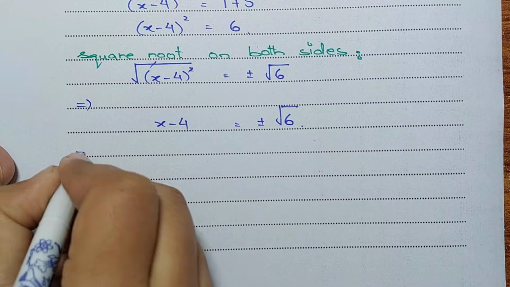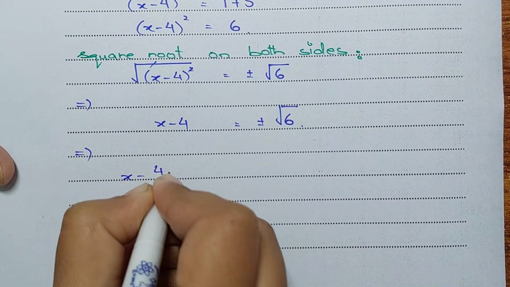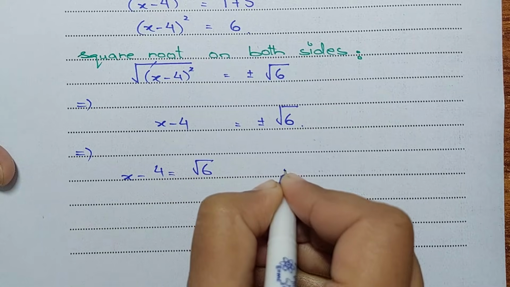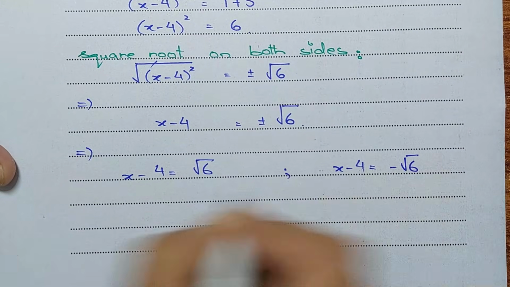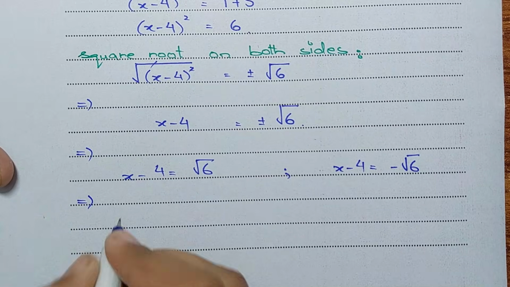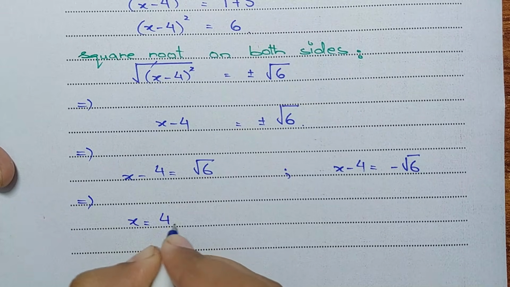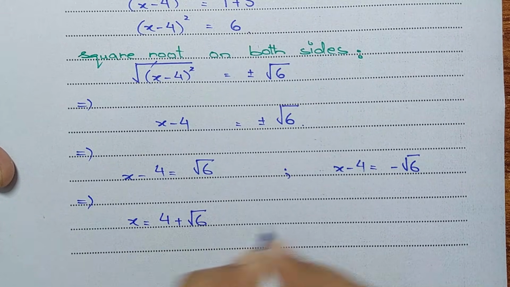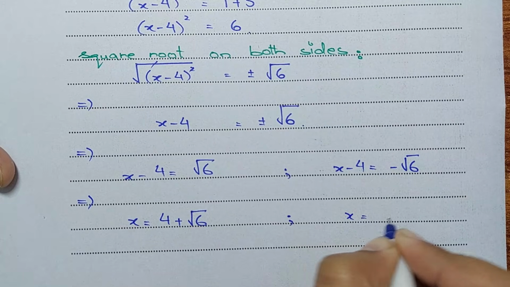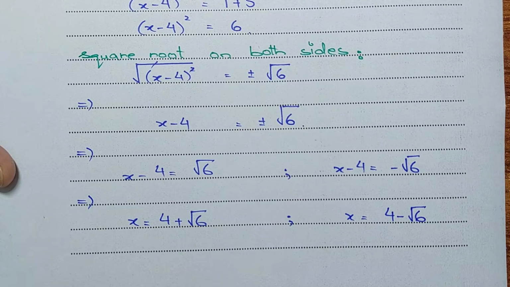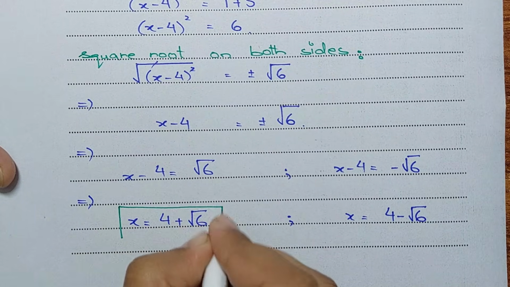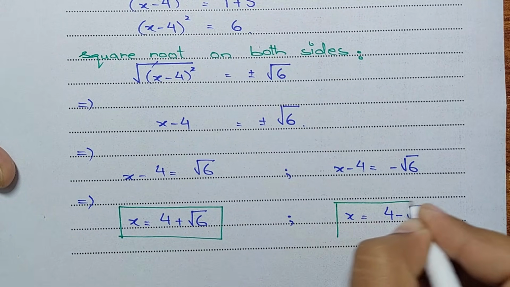So we have two solutions: x minus 4 equals root 6, or x minus 4 equals minus root 6. So what are the two exact solutions? Here x equals 4 plus root 6, and on the other hand x equals 4 minus root 6. These are the two required exact solutions.